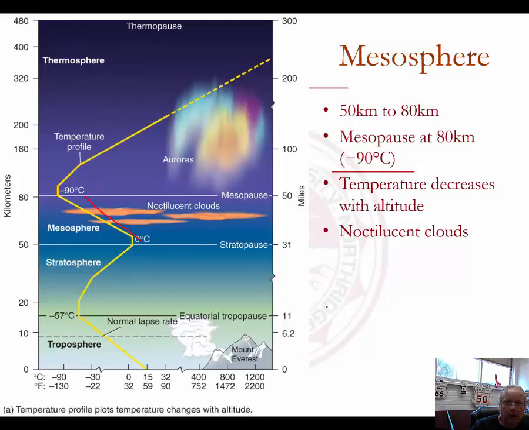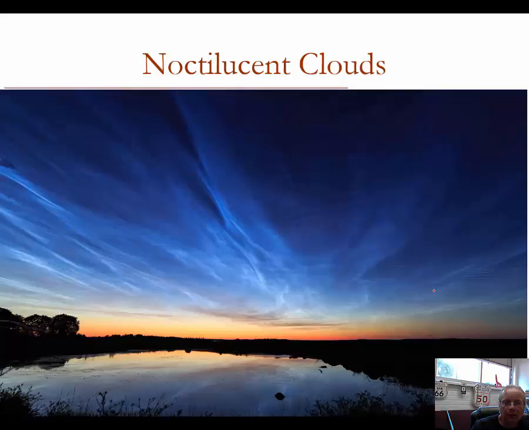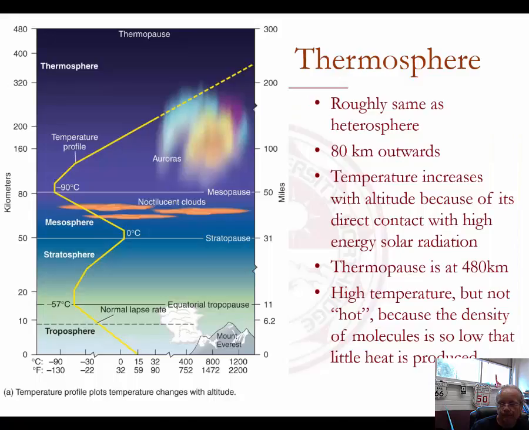Temperature decreases with altitude again, and sometimes we can see these noctilucent clouds, which are really pretty amazing. Here I'll show you a picture of one. These are visible at night because they are so high above the surface of the Earth that they are reflecting the sunlight that is far below the horizon.